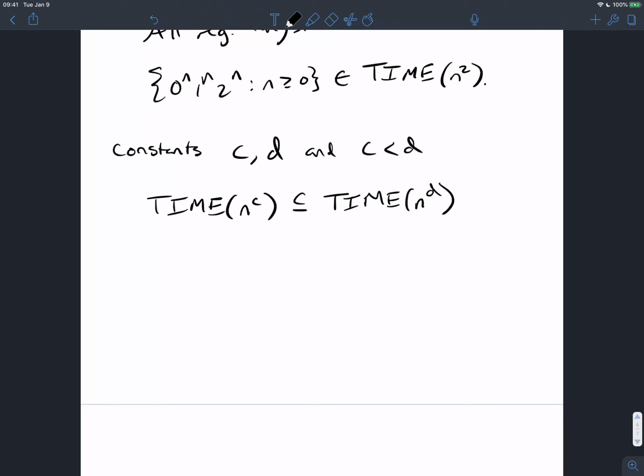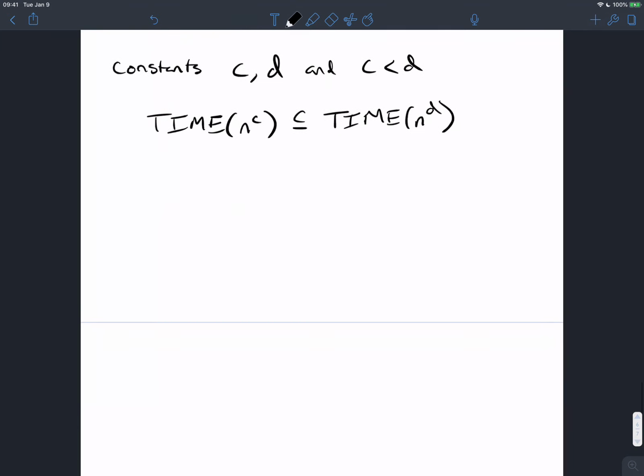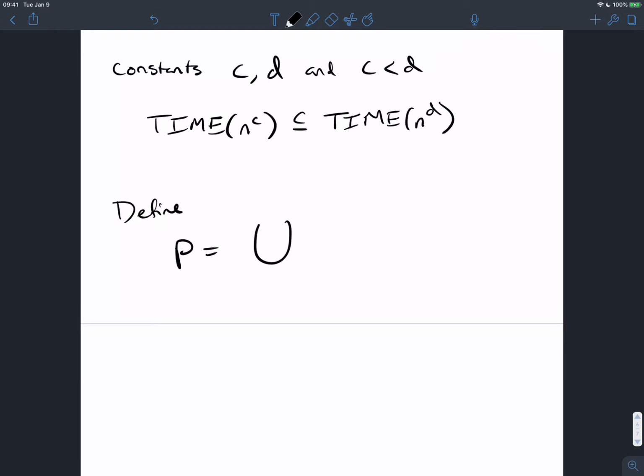Okay. Now let's talk about one of the most misunderstood things in computer science ever. Let's define P to be the union over all k at least 0 of time of n to the k. So P here stands for polynomial time. So I'm just going to write that. Why do you think that we would want to look at this set of languages that are in P?